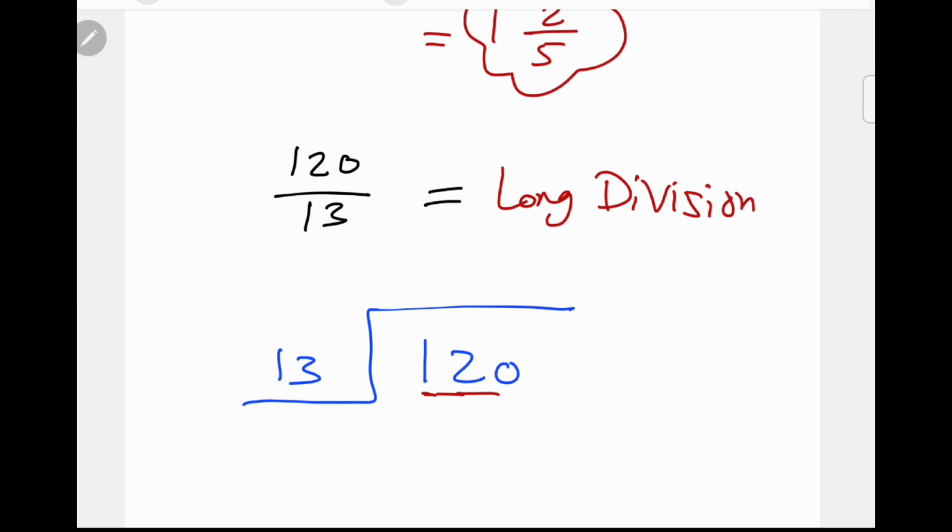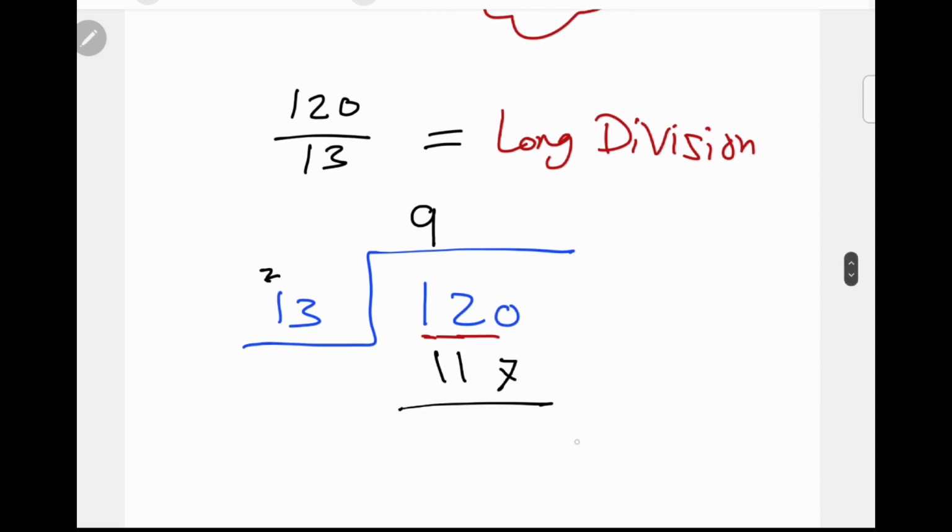So the closest is 9. So 9 times 3 is 27. 9 times 1 is 9, plus 2 is 11. So if you do the subtraction, you get 3. And since 3 is less than 13, we stop here. This is the remainder.